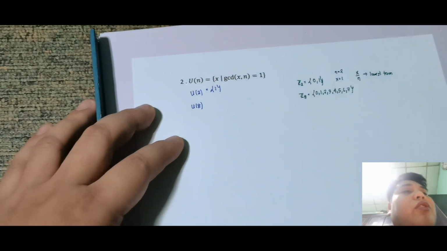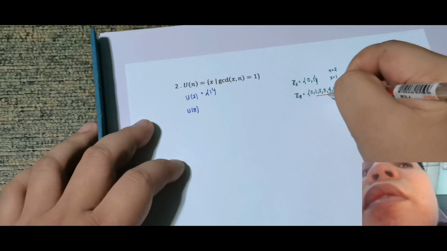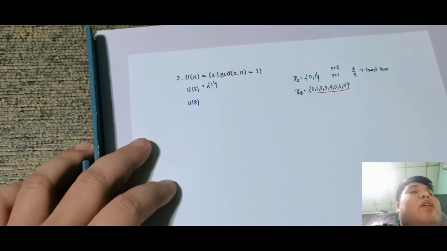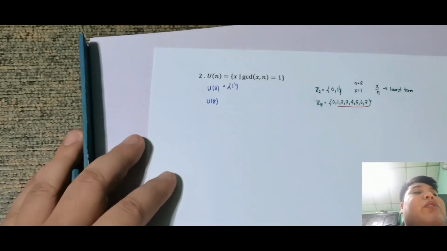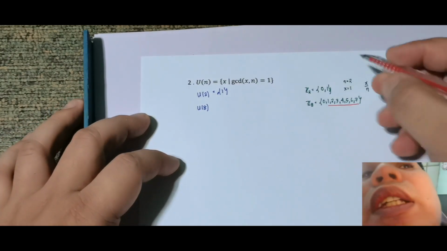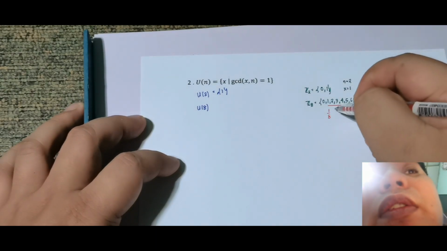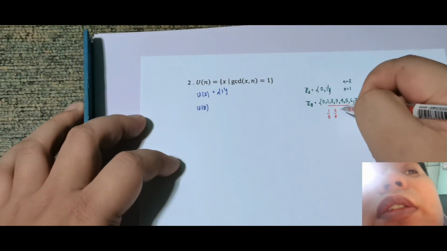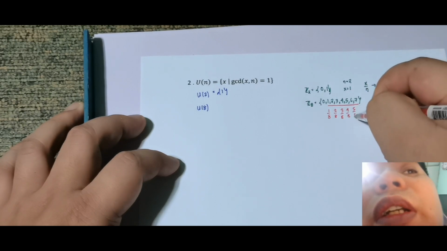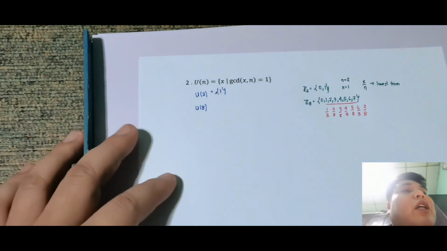Hindi kasama ang 0. Ngayon, kukuha ka ng mga non-zero element, obviously ito: si 1, 2, 3, 4, 5, 6, 7. Pero ang goal mo, kukuha ka ng mga non-zero element na relatively prime kay 8, kasi 8 yung n natin. Una si 1, obviously 1 over 8. Sunod 2 over 8, 3 over 8, 4 over 8, 5 over 8, 6 over 8, then 7 over 8.